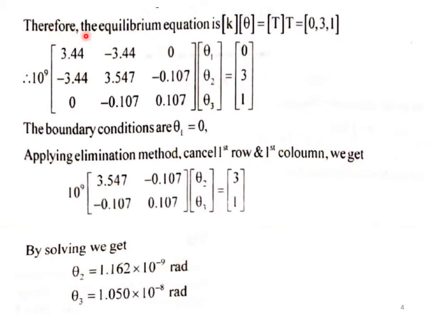So the equilibrium equation for the torsion of shaft is K into theta is equal to T. K is the stiffness matrix, that value we have got. Theta we have to write down. So how many angles of twist are there? 3 are there: theta 1, theta 2 and theta 3. T is the torque, 3 torques are there, 0, 3 and 1.